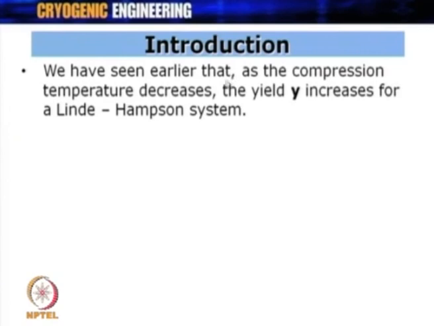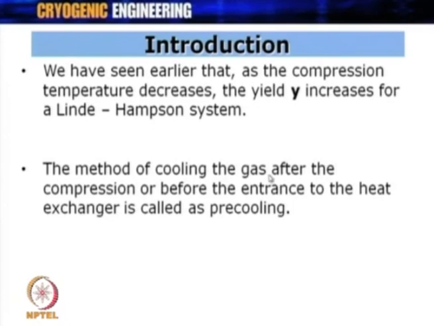We have seen earlier that as the compression temperature decreases, the yield Y increases for a Linde-Hampson system. This we had again seen with an example: if the compression temperature, instead of happening at room temperature of 300 Kelvin, happens at 200 Kelvin, the value of Y, or the yield, increases. The method of cooling of the gas after the compression, or before the entrance to the heat exchanger, is called pre-cooling.